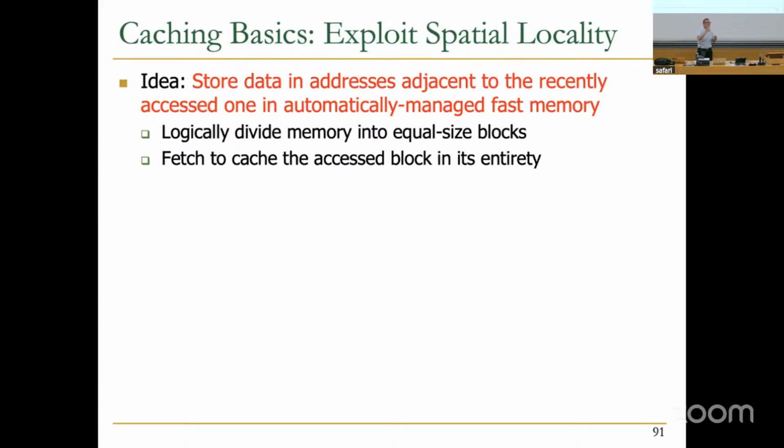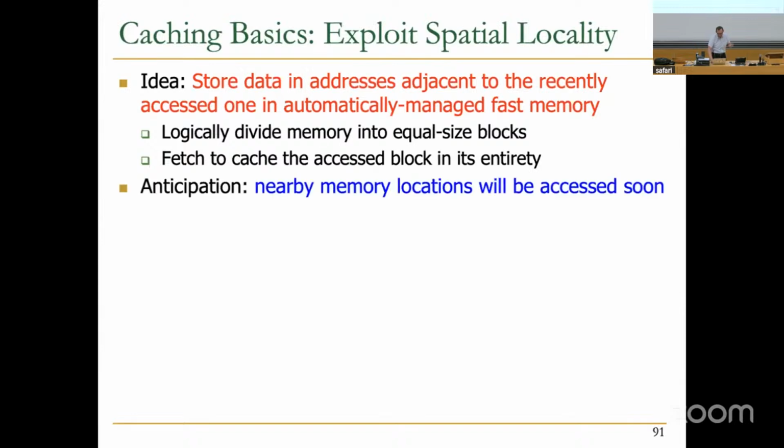The processor load instruction may need only 1 byte. Doesn't matter. The load instruction goes to memory. The memory controller brings the block that contains the single byte that you really need, but it also gives you 63 other bytes around it. And that goes into the cache. And if the processor happens to execute another load that references one of those 63 bytes, bingo. Meaning you already fetched that into the cache. It already came from memory, so you don't need to access memory at that point. That's the idea, basically. It's a beautiful, simple idea. And the anticipation is that nearby memory locations will be accessed soon when you're accessing memory location X.